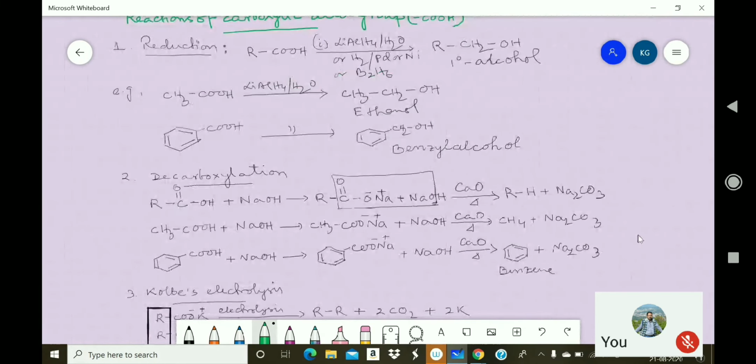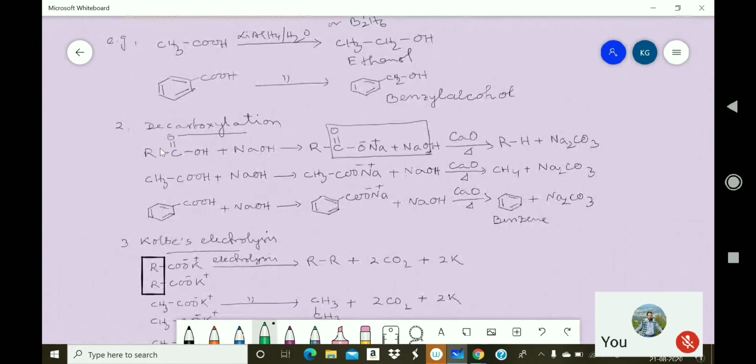And then the second type of reaction, which we have already studied in class 11, is called decarboxylation. That means when a carboxylic acid is heated with sodium hydroxide, it first forms the sodium carboxylate, and after that when it is heated with soda lime, a mixture of sodium hydroxide and calcium oxide, then decarboxylation takes place. We can follow that this is the part being removed, and this R and the H combine to form the alkane. Hence, we get an alkane from the carboxylic acid with one carbon less.